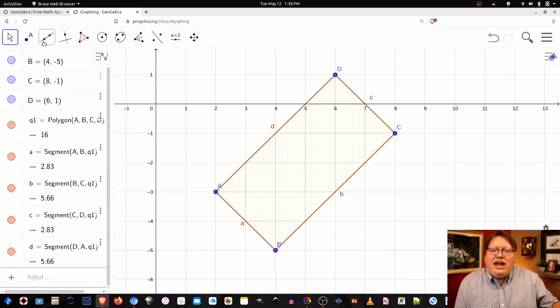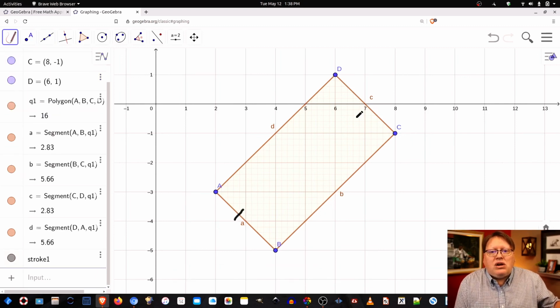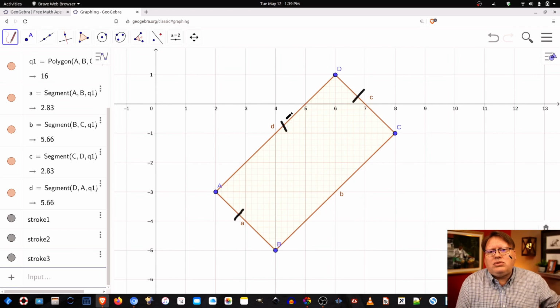So I can actually tag those as being congruent. I'm going to go to my pen tool, and I'm going to put a single tick mark on each of these. That tells me that these two opposite sides are congruent, which means they have the same measure. And now I'm going to look at side B and D. Side B has a measure of 5.66 and side D has a measure of 5.66. To mark those as congruent sides, we've already used a single tick mark, so we want to go to a double tick mark. All right, so now we have two pairs of opposite sides that are congruent.